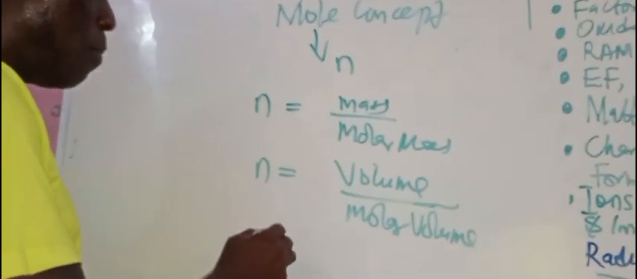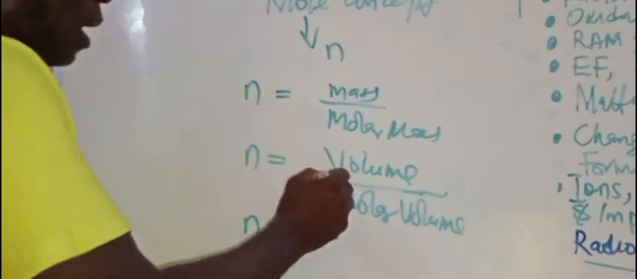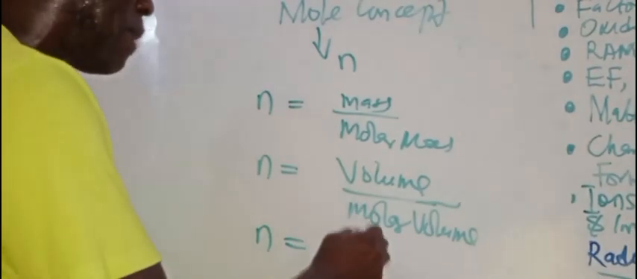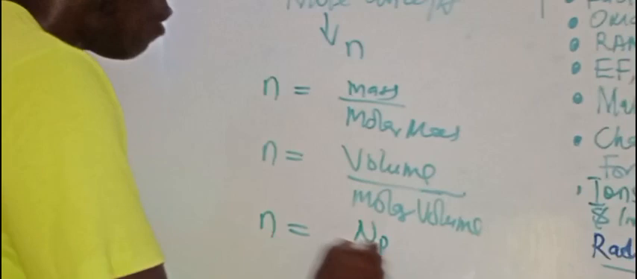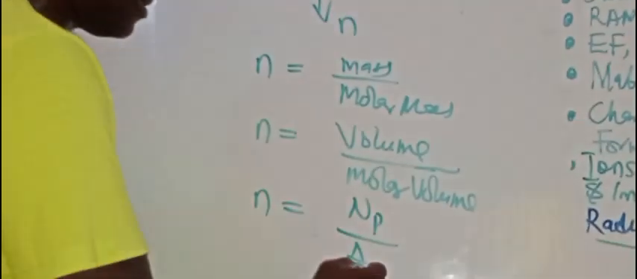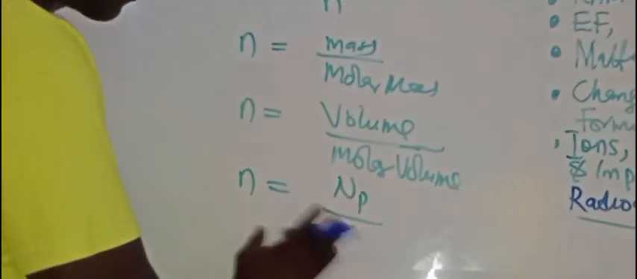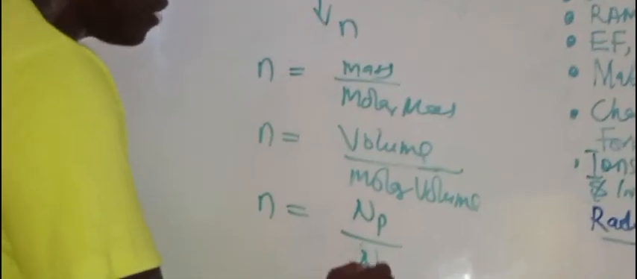Then we can also have mole equals, in terms of particles, number of particles over Avogadro constant, Na, or Avogadro number. This one is a constant, just like molar volume is a constant. We will always give it to you. So these are the formulas that I use to compute the amount of substance that participates in a chemical reaction.